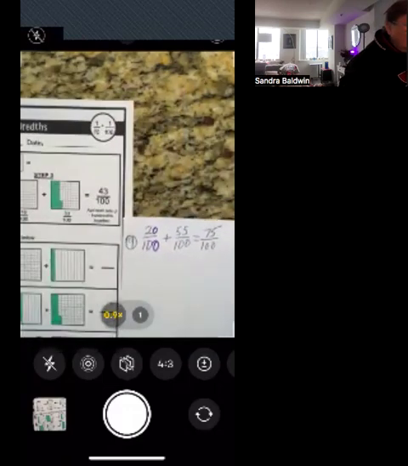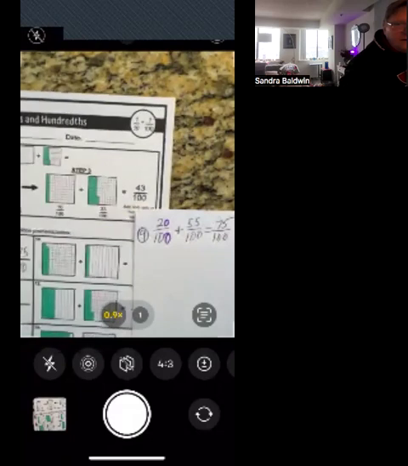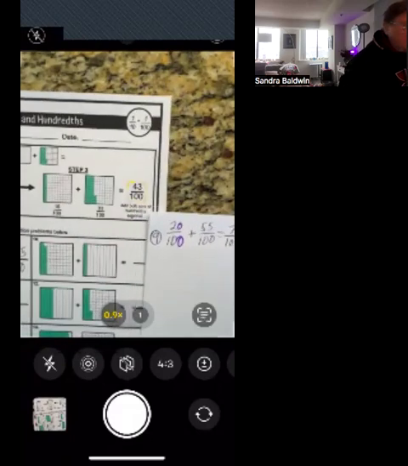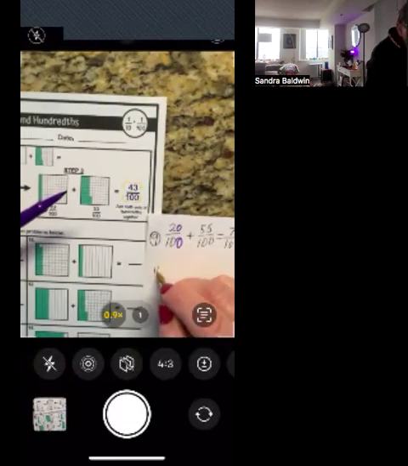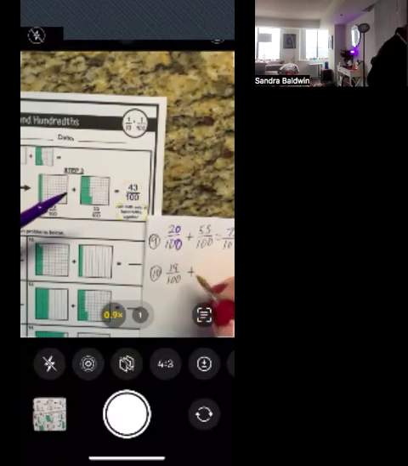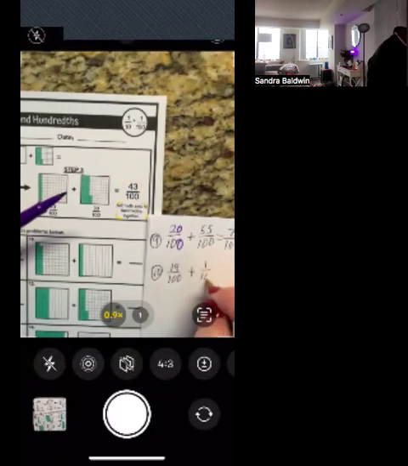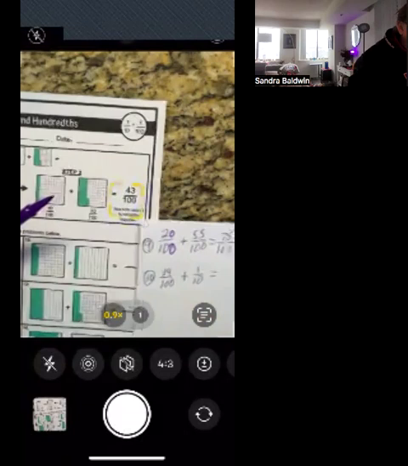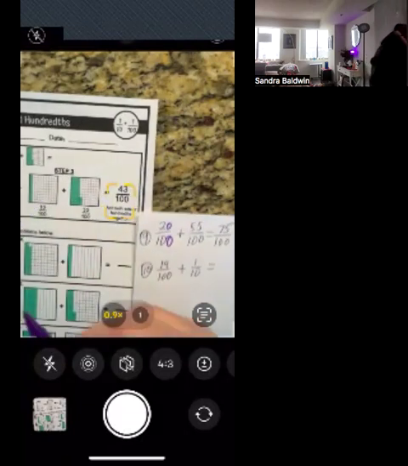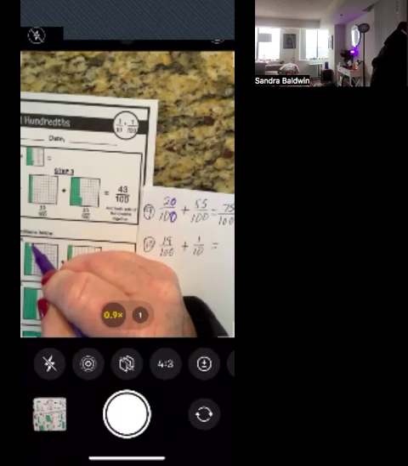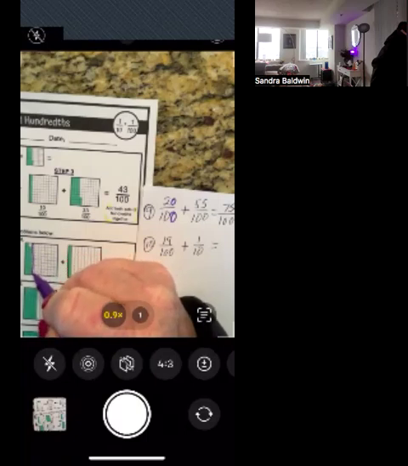Okay, number 10. Make sure I've got it where I can see what I'm doing. So number 10 is going to be 19 hundredths plus 1/10. I do 19 hundredths plus 1/10. I'm going to take that 1/10 and redraw it as 10 hundredths. They're equivalent fractions, the same thing.